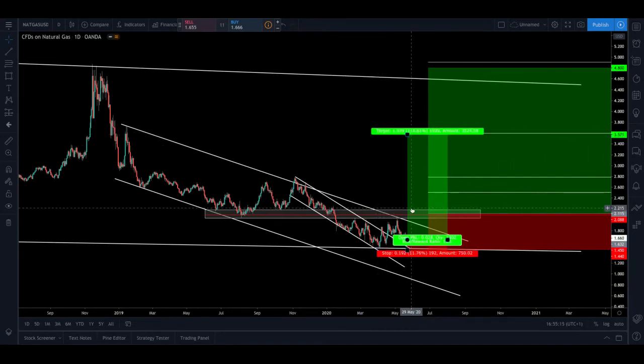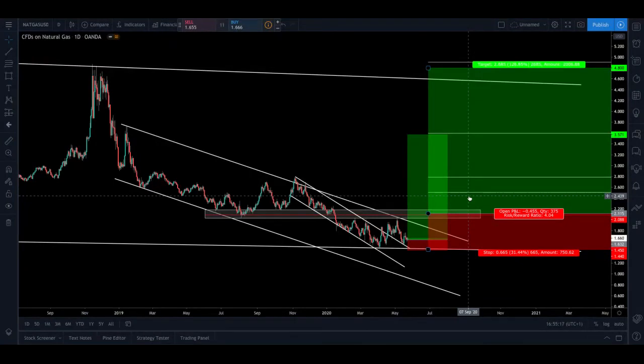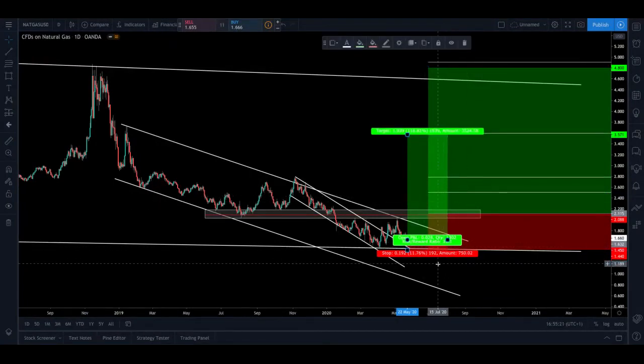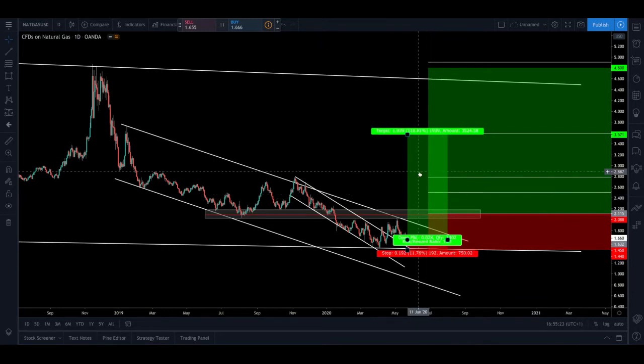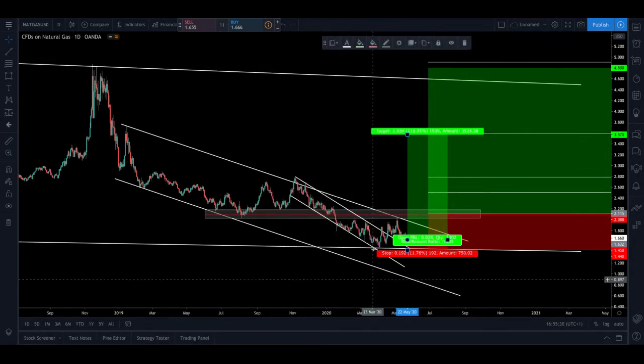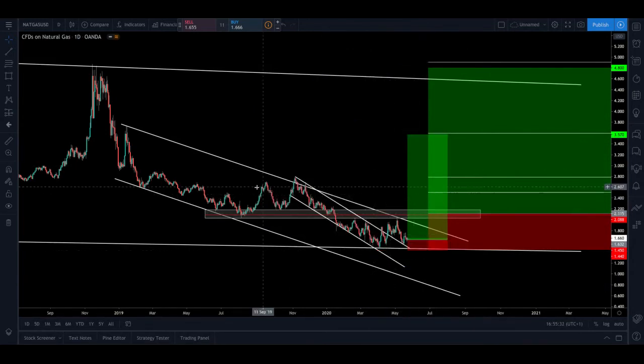Better risk reward than this one. This one is 1 to 4. This one is 1 to 10 plus. So this trade is definitely more favorable. Just edit this, make it 1 to 10. This trade is more favorable, as you can see the retest.